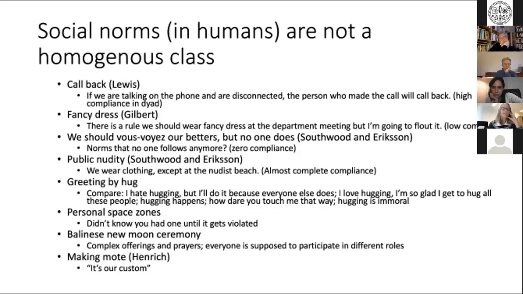Then Southwood and Erickson again discuss public nudity, right? So wearing clothes is a norm that is followed by, I believe, all of us. Many humans follow the wearing clothes norm. We wear clothes except at the nudist beach, Southwood and Erickson, as they put it. And we have almost complete compliance in those kinds of societies. And this is something that everybody does. There aren't really differences here exactly.